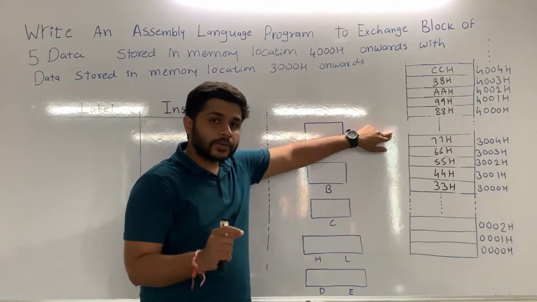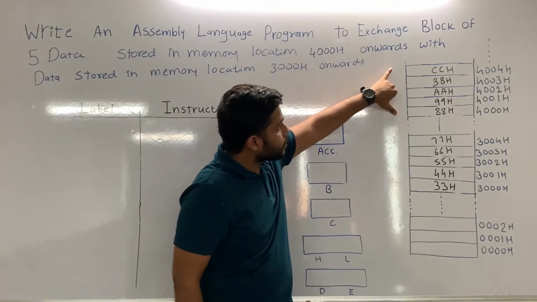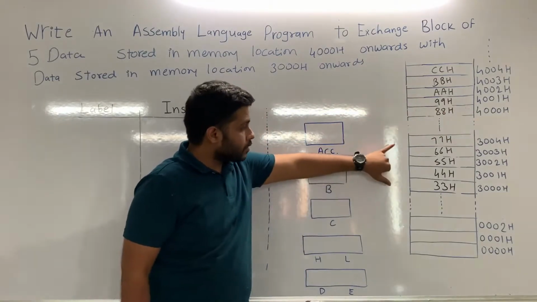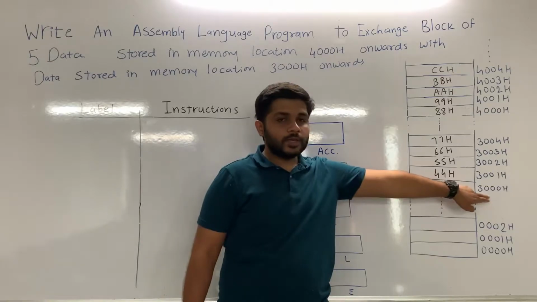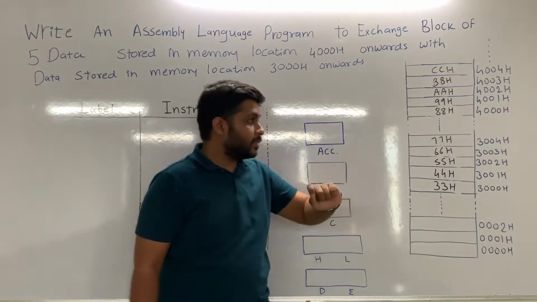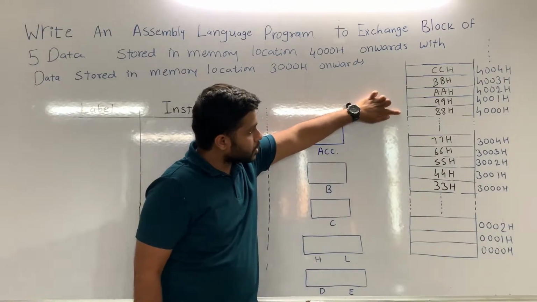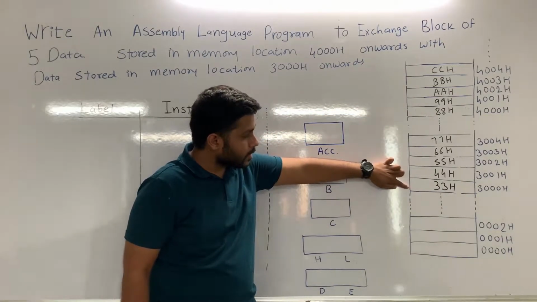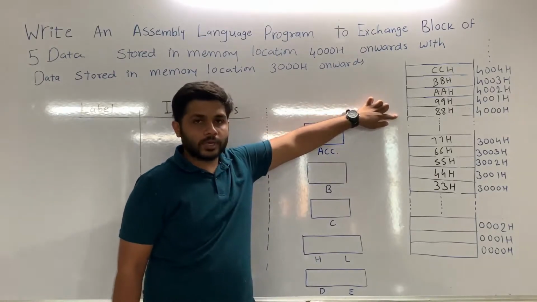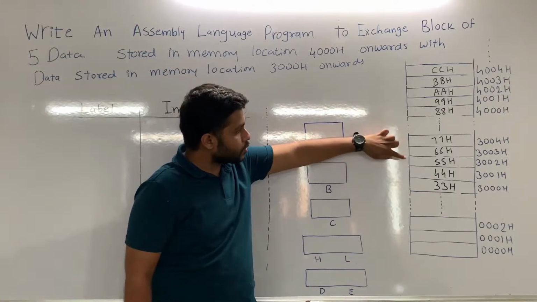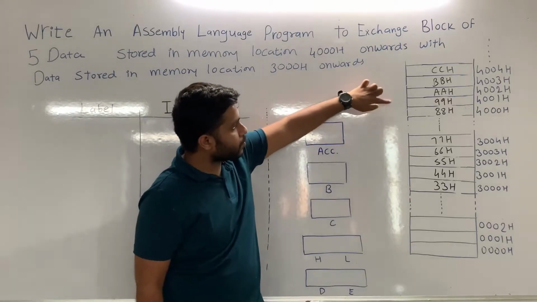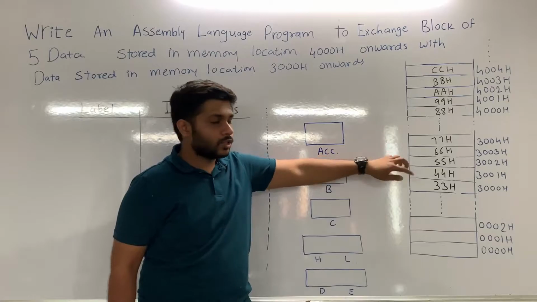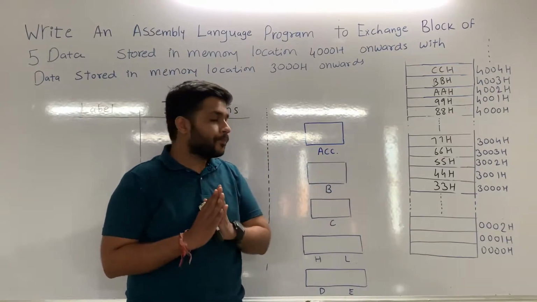We have to write an assembly language program to exchange this 5 data which is stored from the 4000H with 5 data which is stored from the 3000H onwards. It means the data which is stored in the 4000H will be transferred to 3000H and data which is stored in the 3000H will be transferred to 4000H. After that, the data which is stored in the 3001H will be transferred to 4001 and from the 4001 it will be transferred to 3001. So we have to exchange the data.